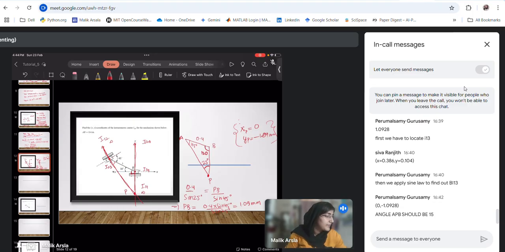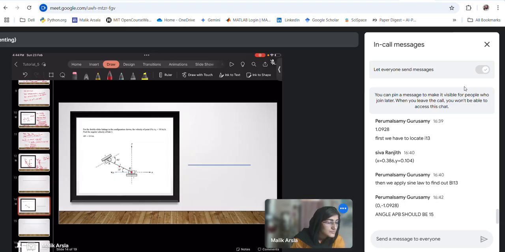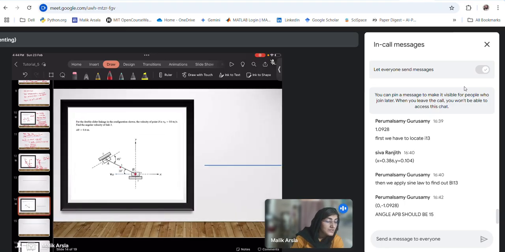Here I have written it wrong. Otherwise, the calculation I have done using 15 only, so I have written it incorrectly. That is fine. So what I was saying is that now you know the velocity of point B and you have to find omega 3.